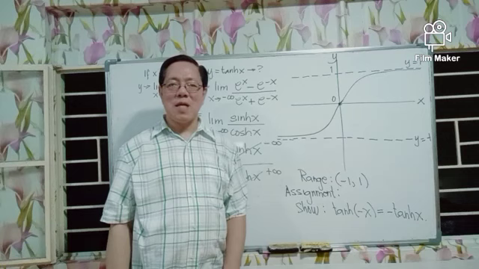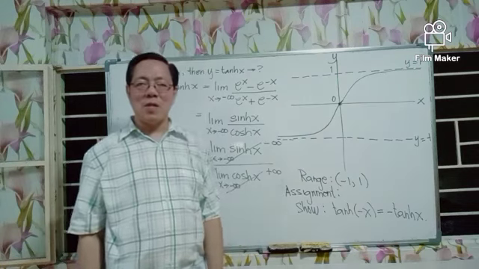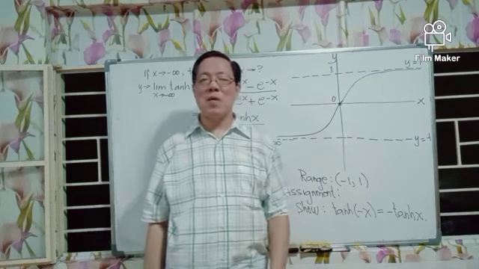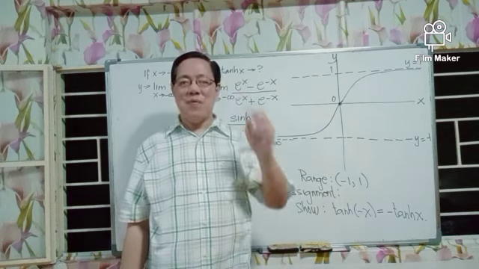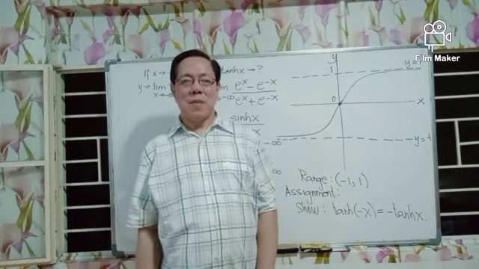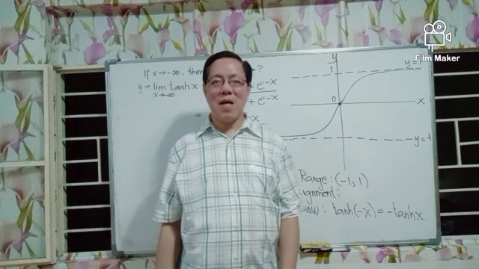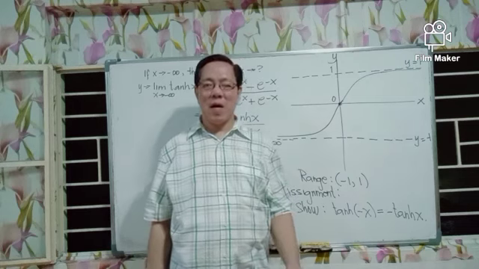And that completes our lesson for today. We will continue with identities involving the first three hyperbolic functions, the hyperbolic cosine of x, hyperbolic sine of x, and hyperbolic tangent of x.